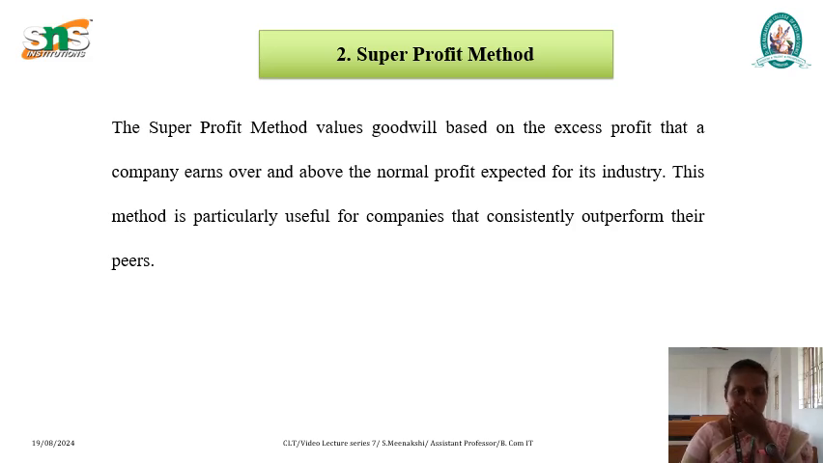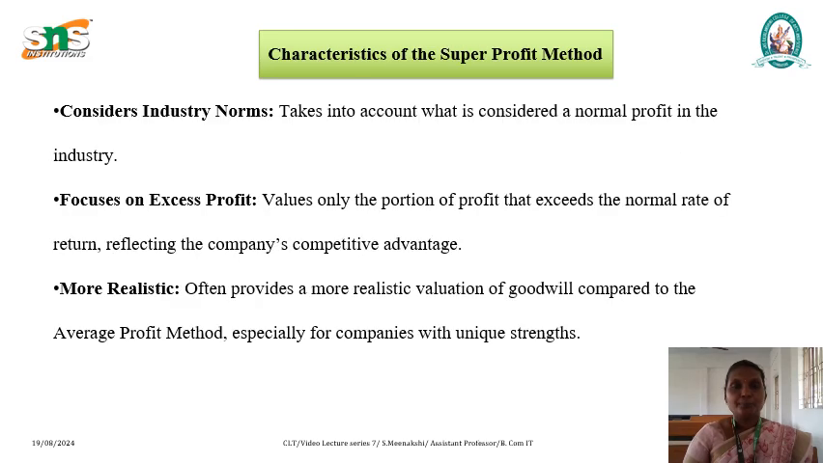The second method is called super profit. Under this method, the valuation of goodwill is done on the basis of the excess profit that a company earns over and above the normal expected for its industry. This method is particularly useful for companies that consistently outperform their peers. The various characteristics of the super profit method are: it considers industry norms, it focuses on excess profit, and it is more realistic when compared to the average profit method.